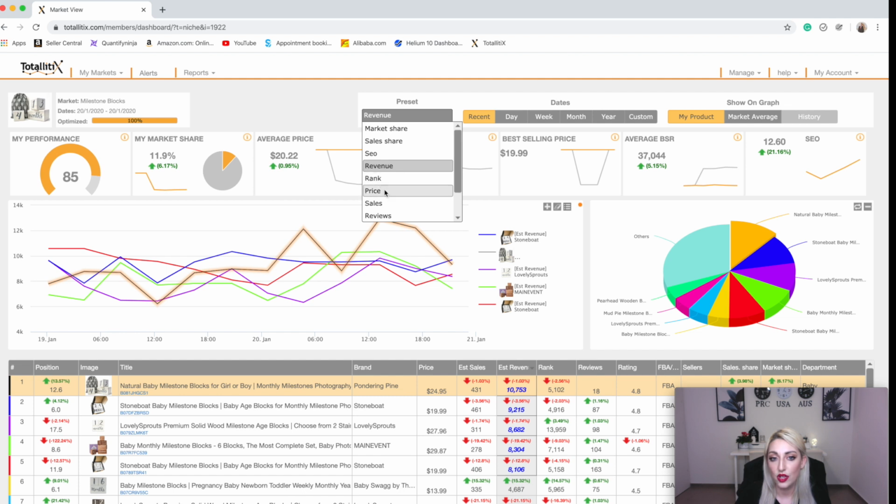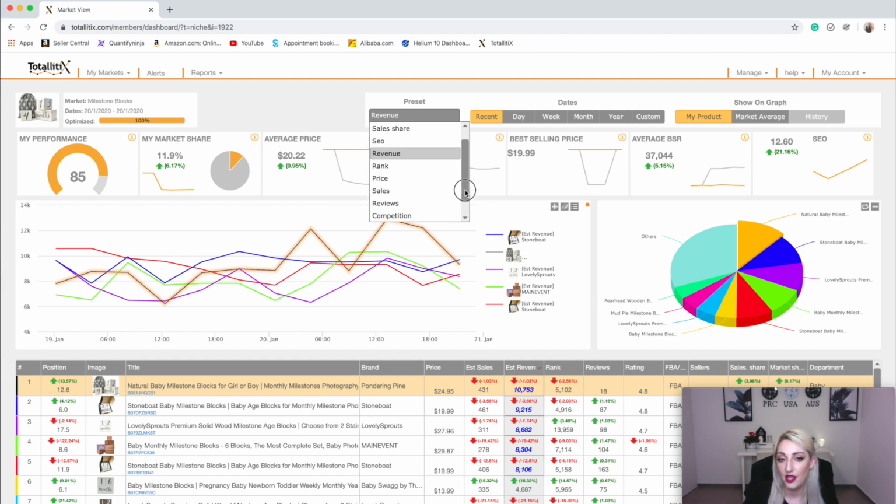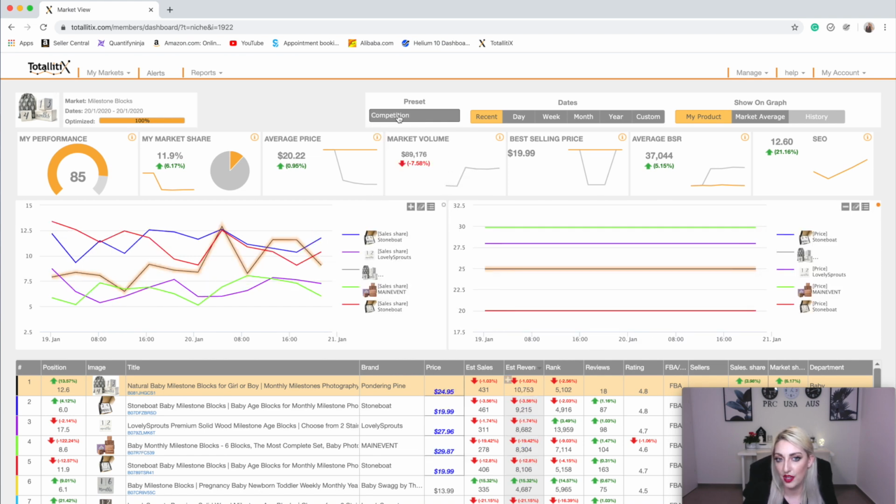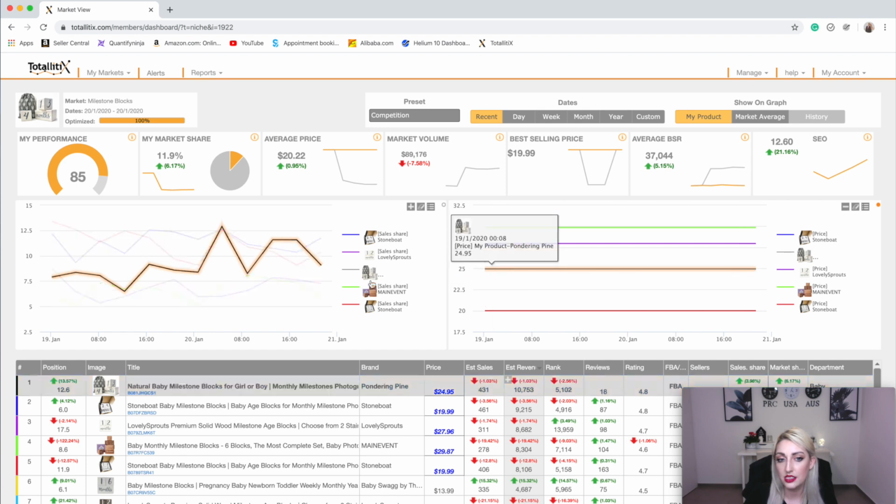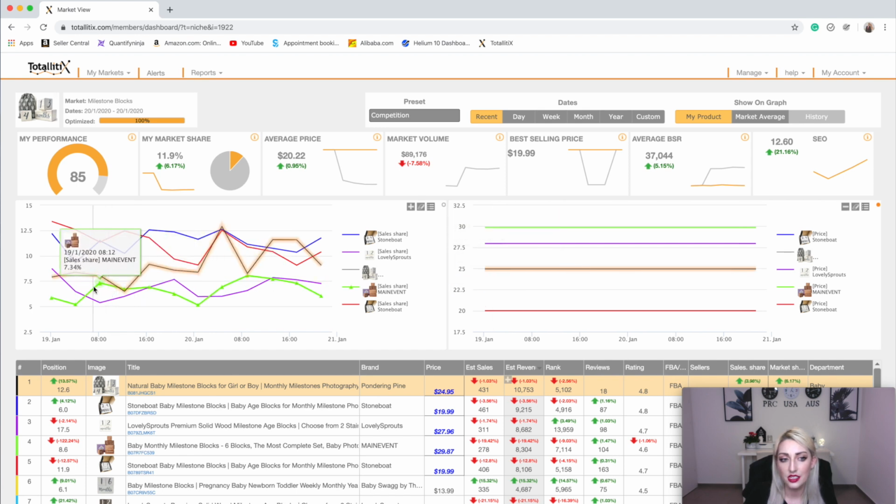Okay, so revenue, rank, price, sales, reviews as well, and competition. So this is actually the first time that I've clicked on competition. I don't remember looking at competition before, so it's the first time I'm seeing it. And what it's doing is it's showing me a bird's eye view of what would be the competition. So pricing. And this is sales share, okay? So how much percentage from sales each one has here, which is also really interesting. I'm going to change that back to market share.